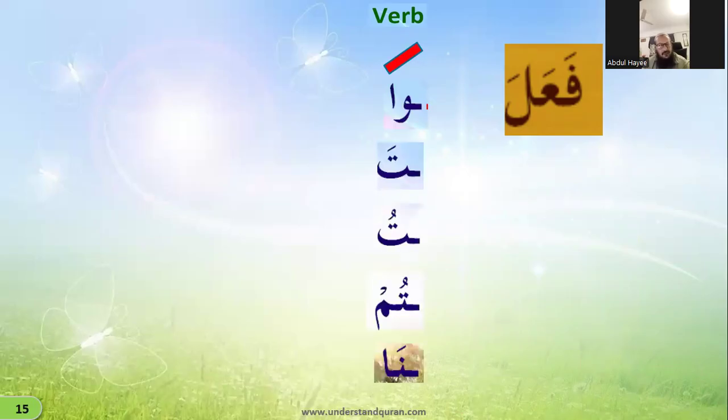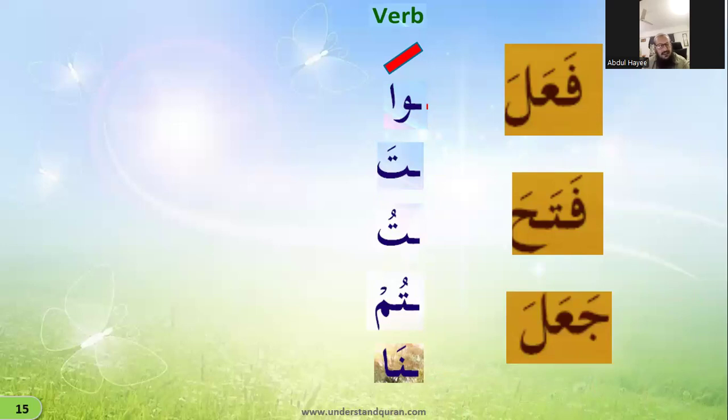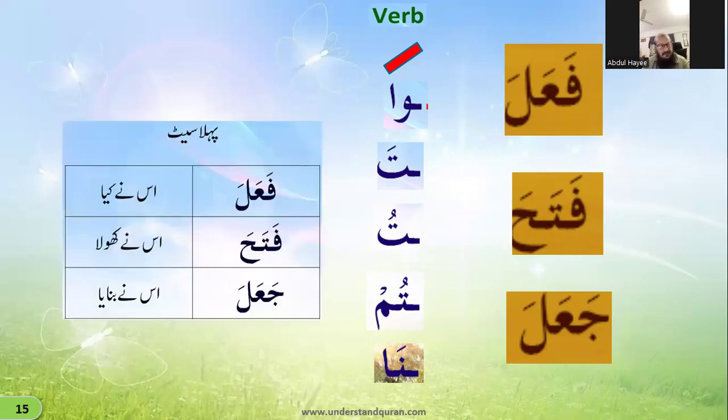Fa'ala, fa'alu, fa'alta, fa'altu, fa'altum, fa'alna. Fataha, fatahat, fatahu, fatahta, fatahtu, fatahtum, fatahna. Jala, jalat, jalu, jalta, jaltu, jaltum, jalna. This was the first set.